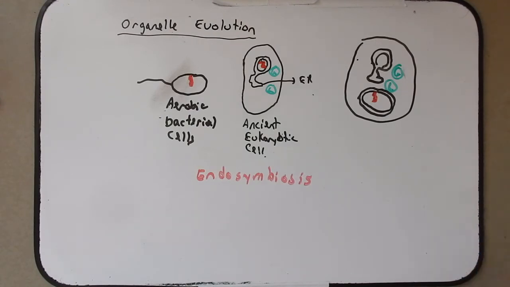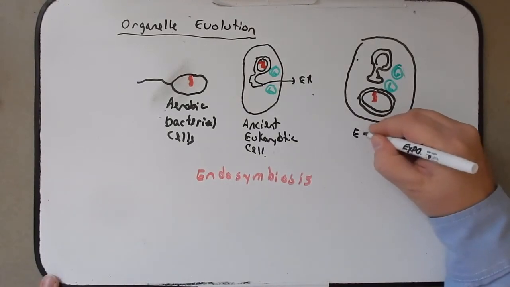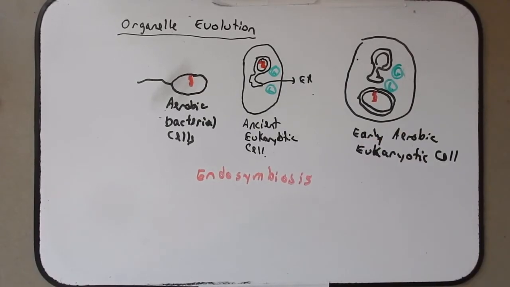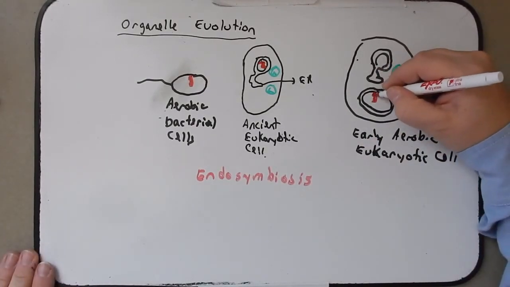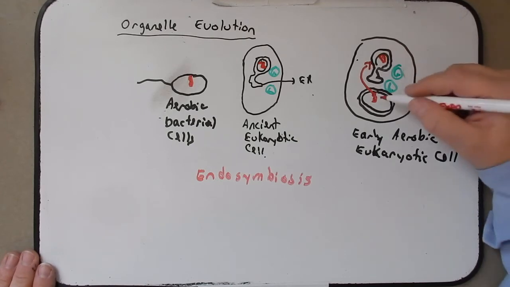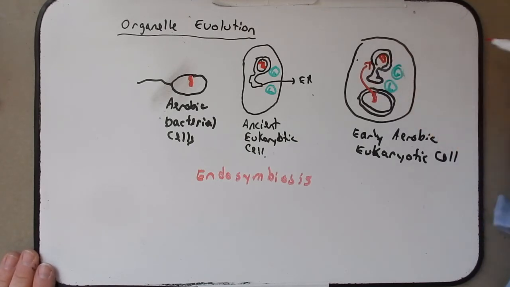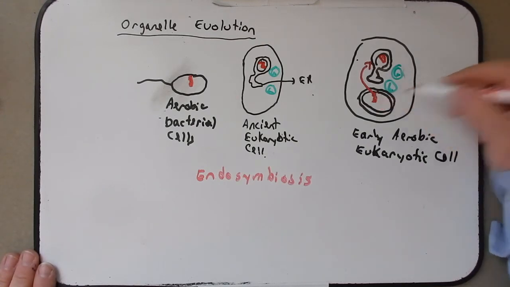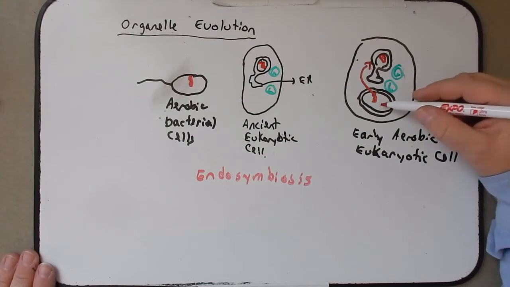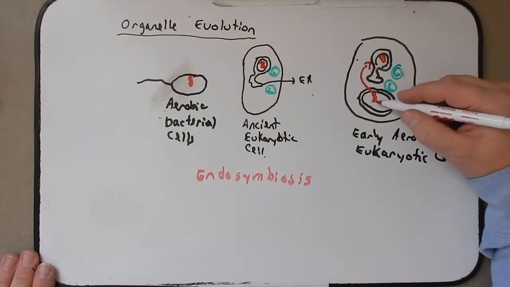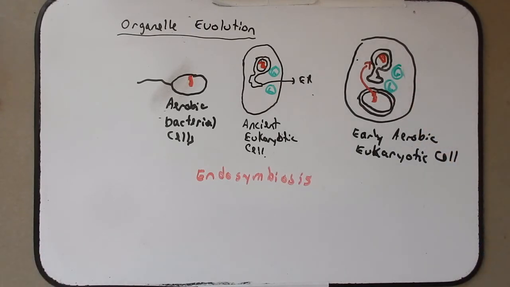Now over time, what has happened as this new cell here, which we will call an early aerobic eukaryotic cell, is the DNA from this mitochondria over time, over thousands and thousands of years, some of the genes have migrated into the nucleus. However, several genes, around 13, have remained in the mitochondria. These include genes necessary for oxidative phosphorylation, as well as genes necessary to make proteins within the matrix of the mitochondria.